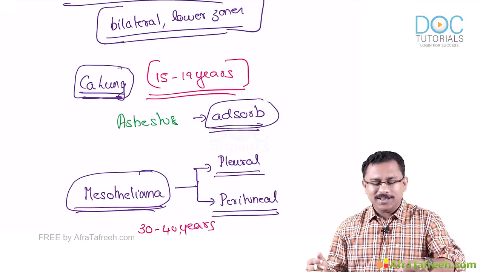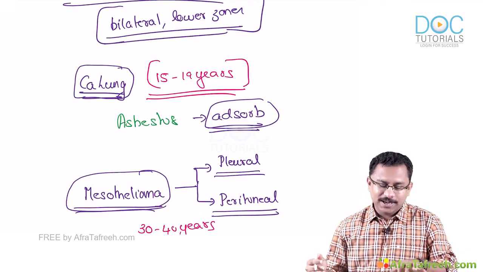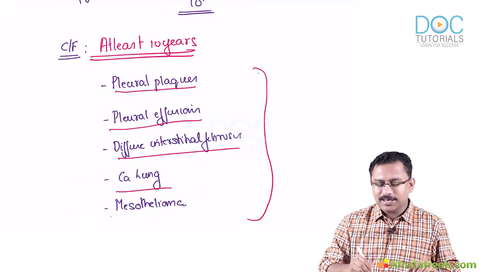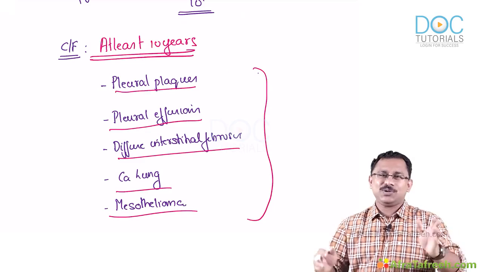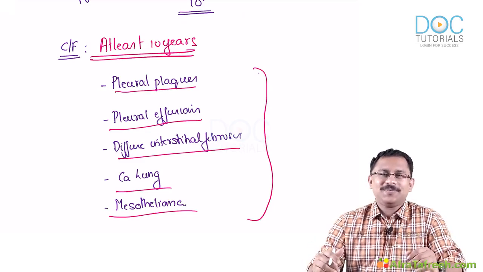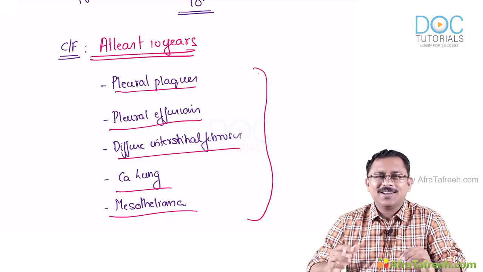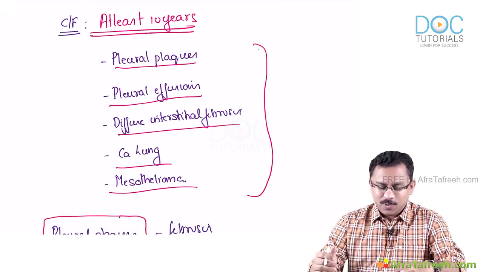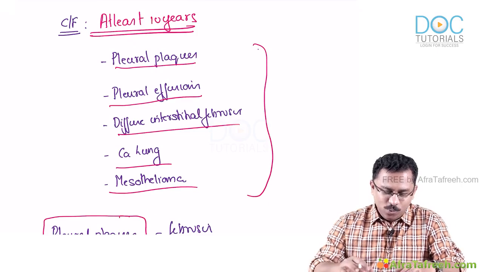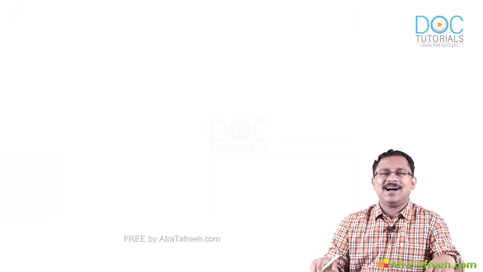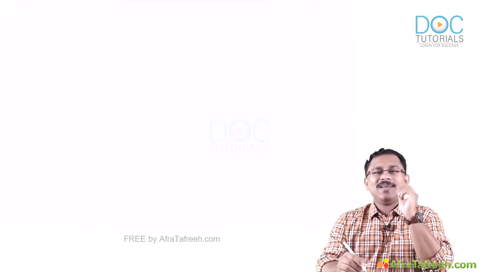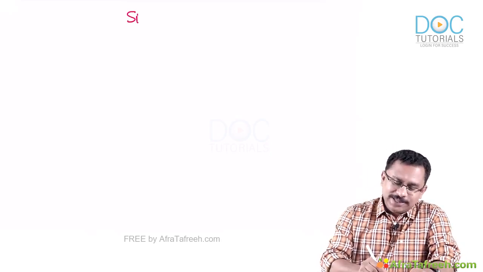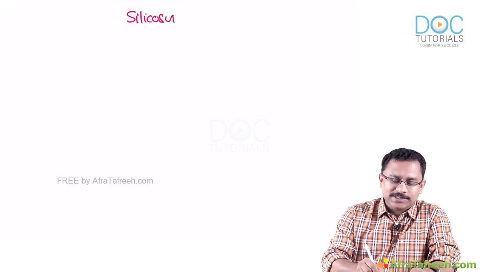And you must know the varied manifestations, the ones I told: pleural plaques, pleural effusion, diffuse interstitial fibrosis, CA lung, mesothelioma. Very, very important. So I think you have got a reasonably good idea about asbestosis. All right, now we will move on to the next entity after asbestosis, and that is going to be silicosis. So let's start with silicosis.